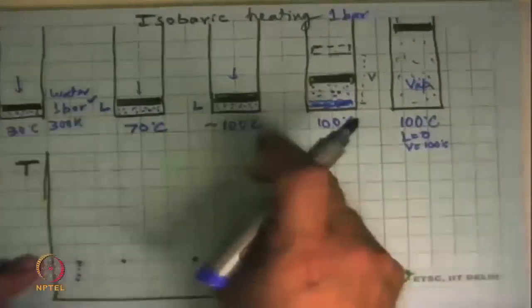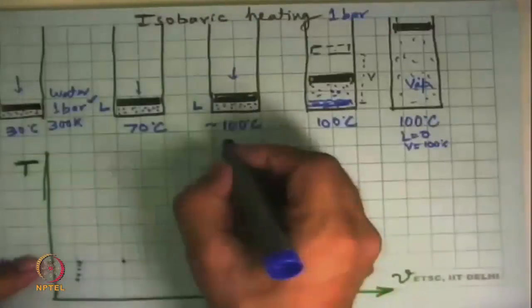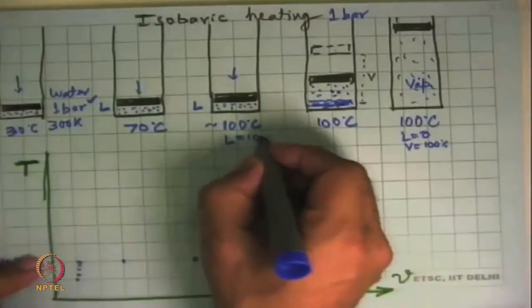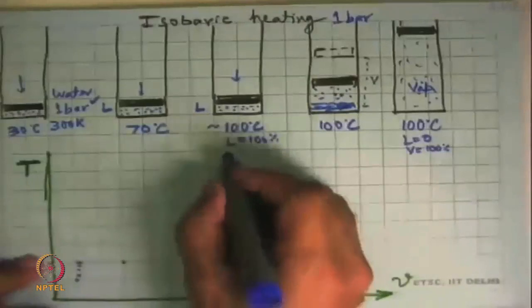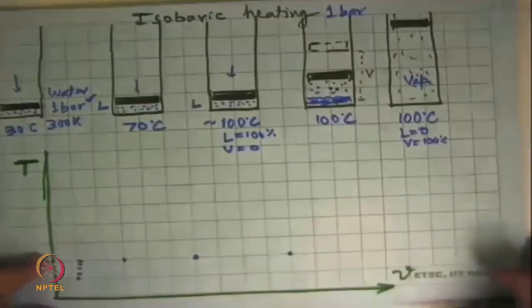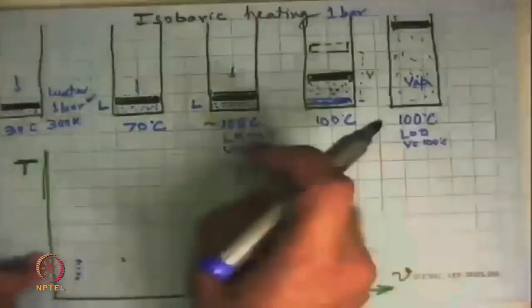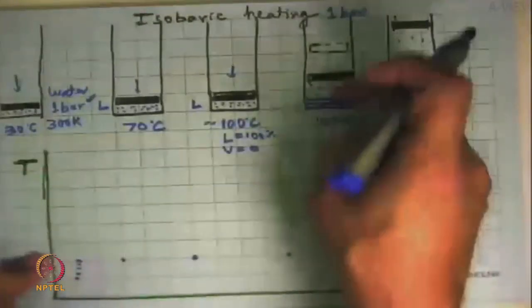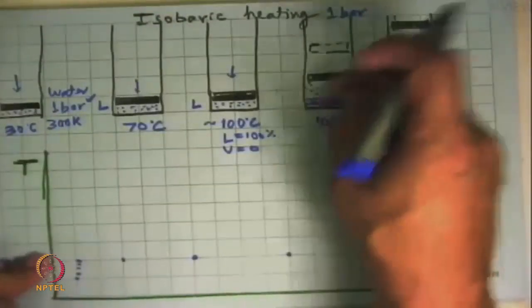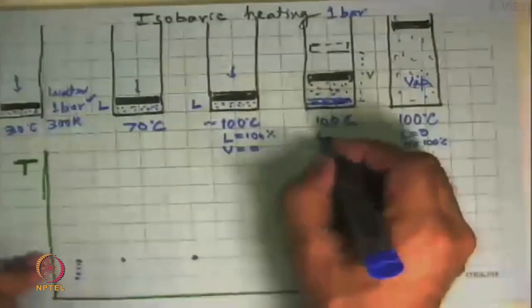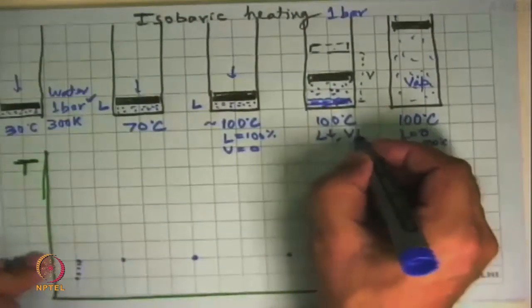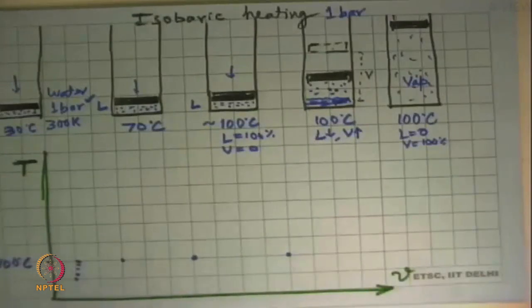In all these cases, it was only liquid 100%, vapor 0. In this case, as we kept heating a little bit, or as the piston kept rising, more and more of the liquid went into vapor phase. So liquid amount kept coming down, vapor amount kept increasing. The total mass of the system was still constant.